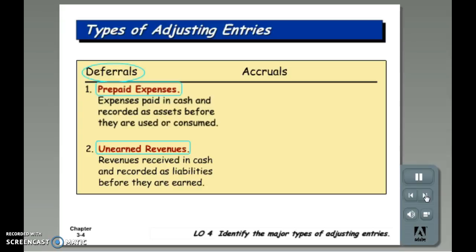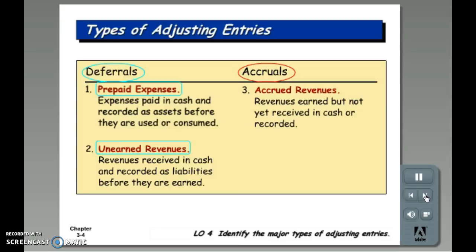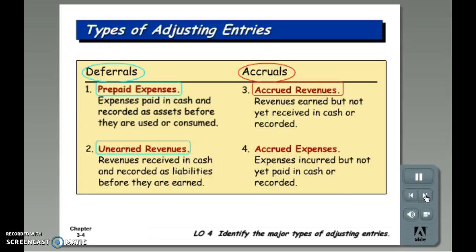The other type of adjusting entry involves accruals. Accruals can include accrued revenues. If a company has provided its service or sold its product and cash has not yet been received, the revenue will need to be accrued or recorded. If a company has incurred an expense and has not paid cash for it yet, the company needs to accrue or record the expense so the financial statements will accurately reflect the expense in the correct period of time.